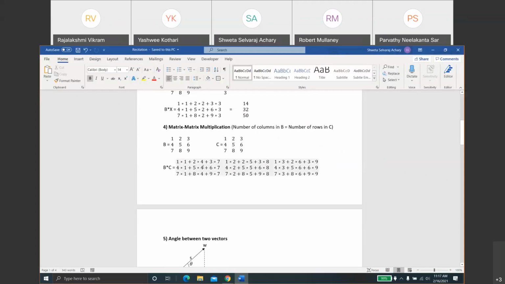So basically, you will multiply every row with every column to get the elements of the matrix. A matrix multiplication will in the end give you a matrix. And you have to make sure that the number of columns in B is equal to the number of rows in C.